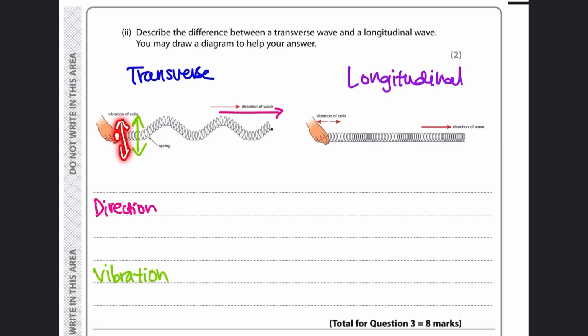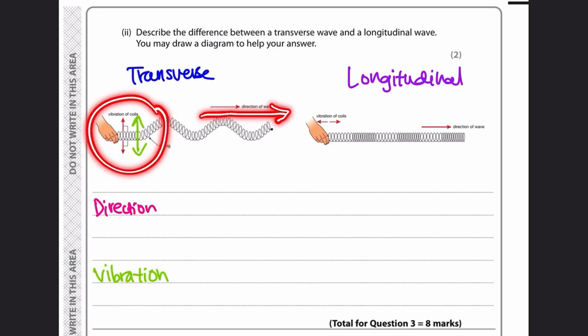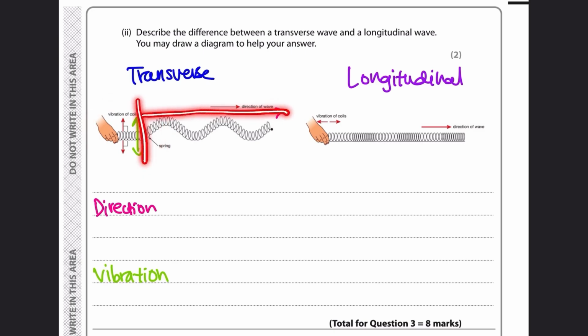But as it moves up and down, the spring is actually going to carry the wave across to the other side of the room. Can you imagine that? Therefore, your vibration is vertical, because you're moving your hand up and down, whereas the direction of travel is horizontal. So do you see the green and the pink? What is their relationship? They have a perpendicular relationship, and that is how you define a transverse wave. A transverse wave is when the direction, which is the pink, is perpendicular to the vibration, which is green.